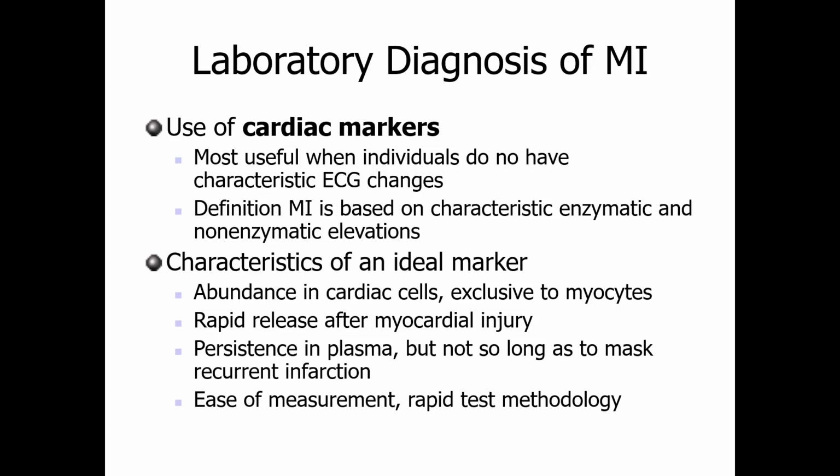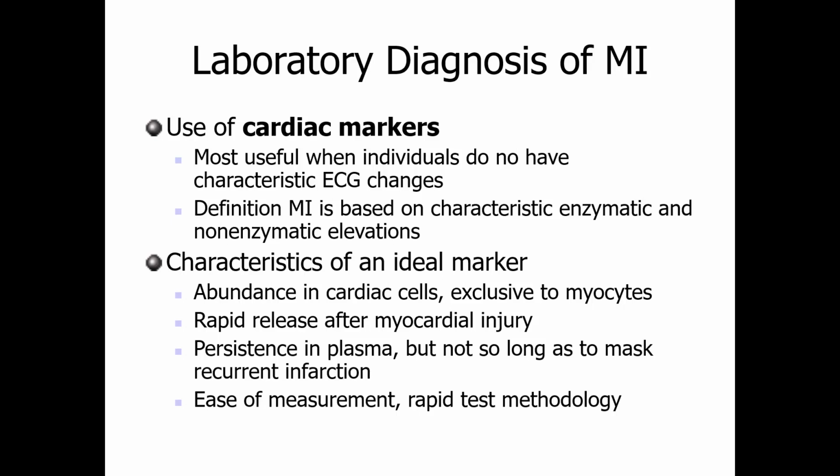Characteristics of an ideal marker would be abundance in cardiac cells exclusive to myocytes. So this is where we have some issues, because a lot of the markers that we use aren't specific to heart muscle tissue or cardiac cells. Rapid release after myocardial injury. This can also sometimes be an issue because if a person has prolonged chest pain for several days, they may have suffered a heart attack. But if we only have a marker that was released immediately after the heart attack occurred, then we would have difficulty sensing those levels days beyond when the heart attack occurred.